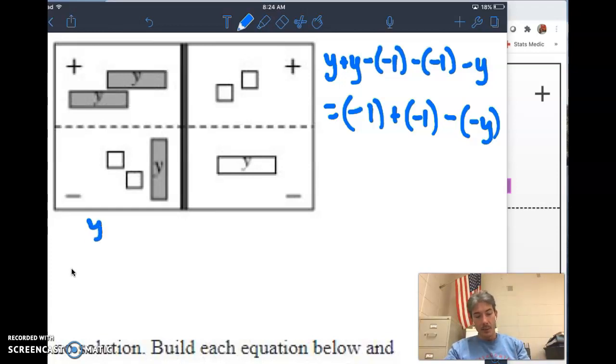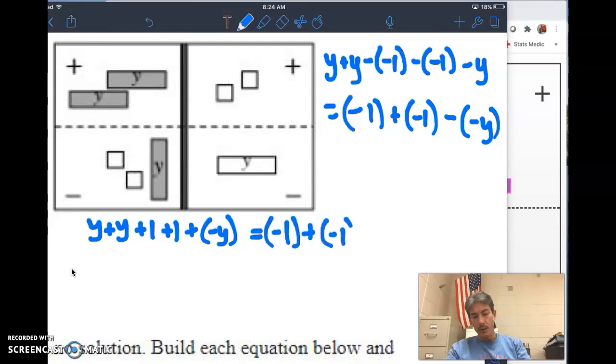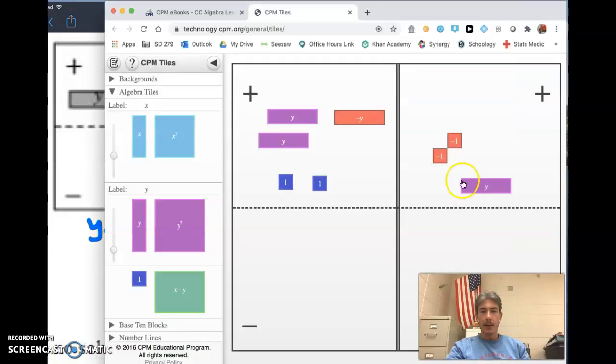So what does that look like? It's going to be y plus y. I rewrote that as a +1, and then another +1, because we switched the signs on those ones, and then plus a -y. And that's going to be equal to still a -1, and I can put that in parentheses, that's no big deal, plus a -1, but then a plus y. Okay? And that really mirrors exactly what we've got over here. We're now in pretty good shape to do the next step, which is the canceling of 0 pairs. So I drag that off. That's the only 0 pair that I have.